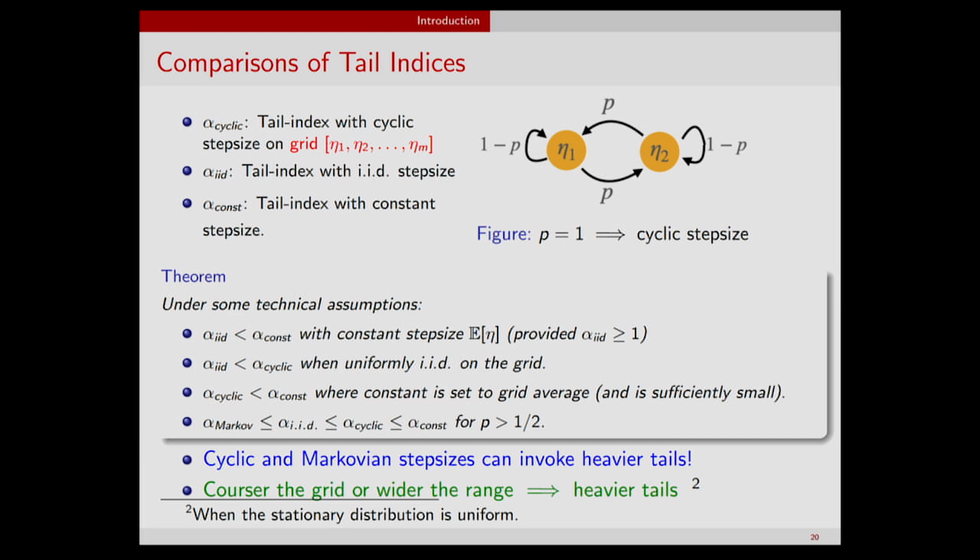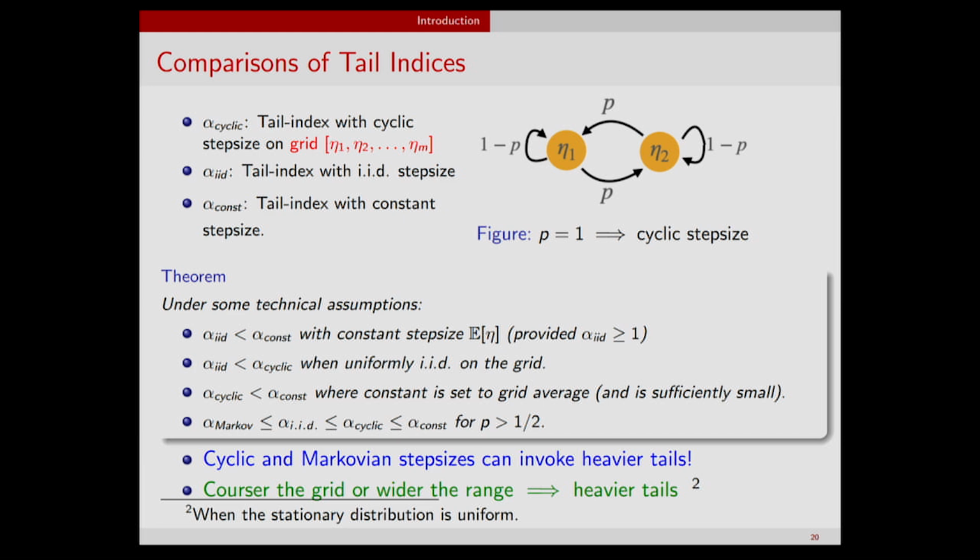So the paper has more complicated Markovian rules, but let's say for simplicity you have two levels. This is small step size, this is large step size. Cyclic would be going up and down. IID would be just sampling in an IID fashion. And the Markovian would be you have a probability transition matrix P and then you play with it.